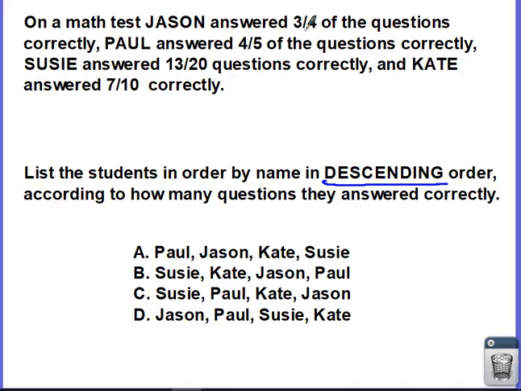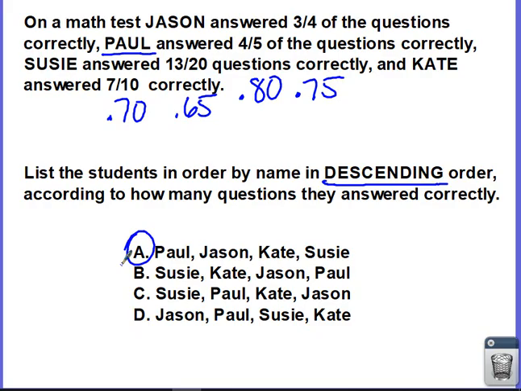So if we take the 3/4 and do 3 divided by 4, we end up with 0.75. 4/5 would be 0.8. 13/20 would be 0.65. And 7/10 would be 0.7 or 0.70. And this would be 0.80. So we're looking for which one would be the greatest. We find that the 4/5 is the greatest. So Paul is going to be the one that is in the lead. So it's the one that starts with Paul. And if you look at your answer choices, there's only one that does that. Correct answer is A.